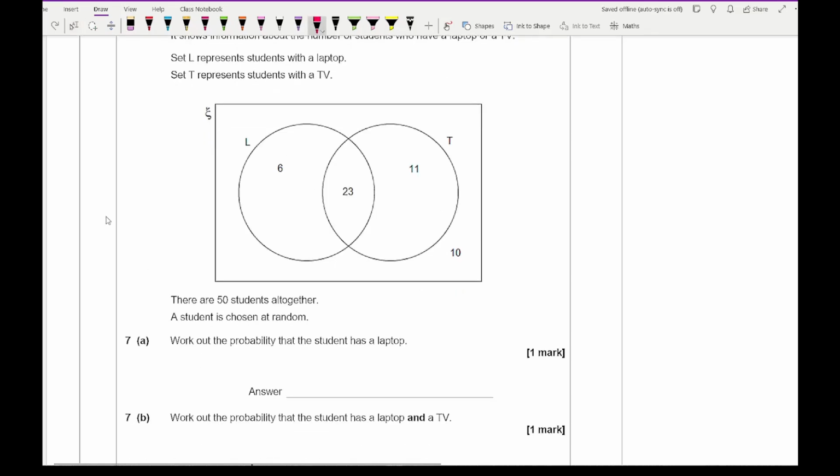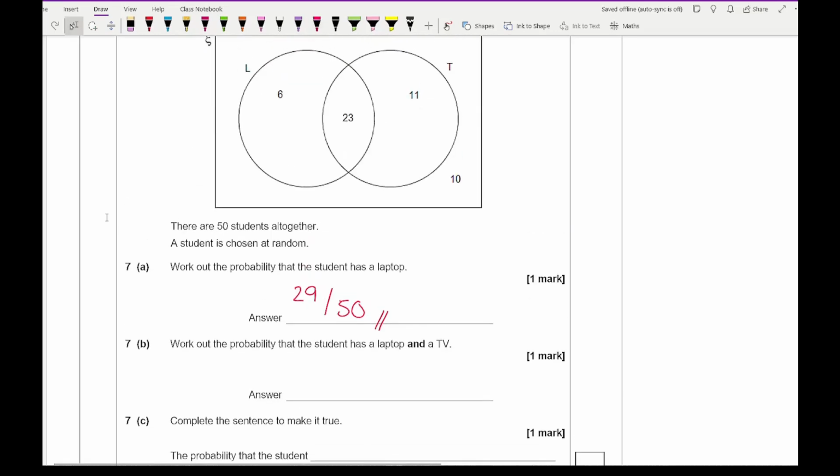So in terms of the circle of L, if we add up the two numbers in L, that's going to be 6 plus 23, which is 29. And we've got a total of 50 students, so the answer then is going to be 29 over 50. For 7b, it says work out the probability that the student has a laptop and a TV. Well, that's going to be the middle number, so that's going to be 23 over 50.